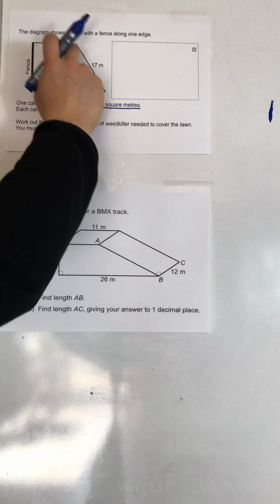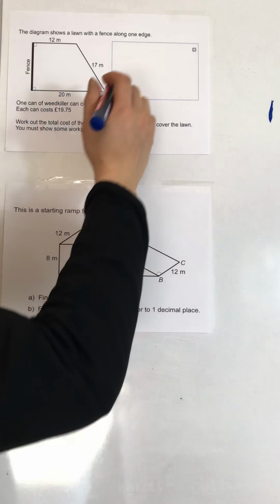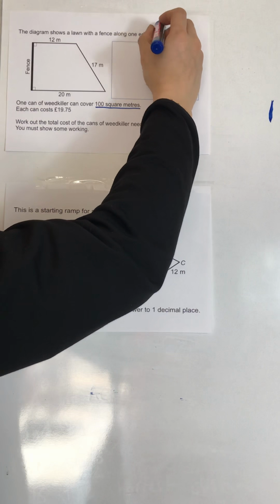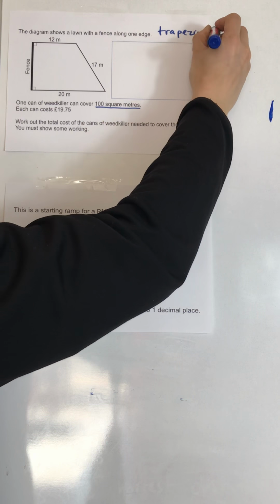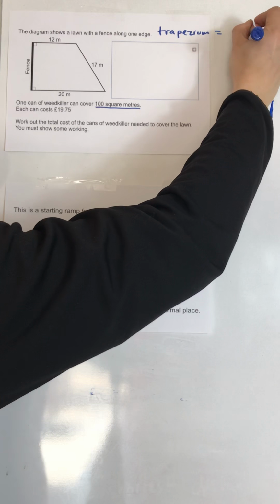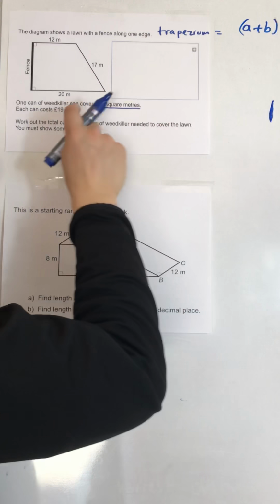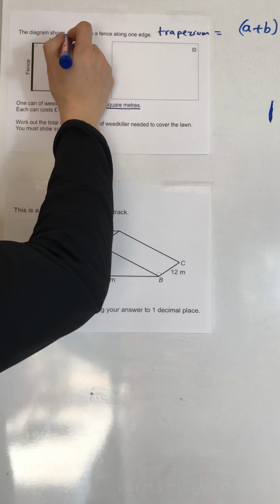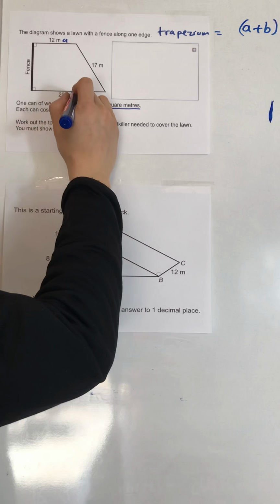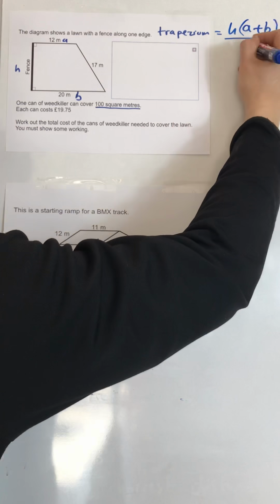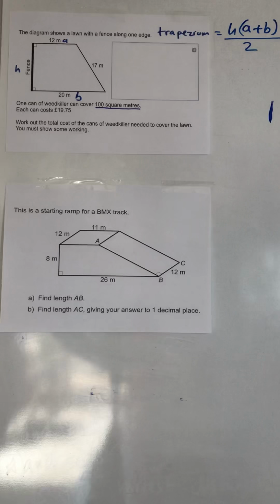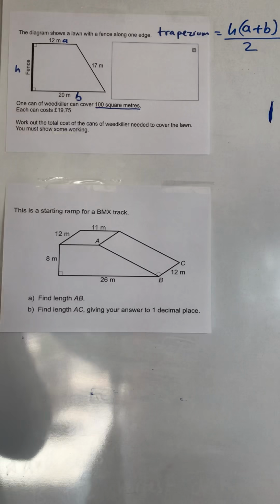So you may not know, but this is actually a trapezium, a right angle trapezium, and then the trapezium area equals A plus B, which is the parallel sides, so that would be A and B in this case, times the height, which is the length of the fence, all over 2. So we've got A and B to find the area of this lawn, but we need to find H.